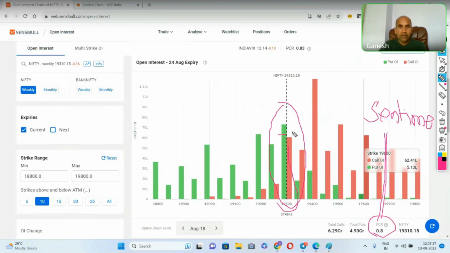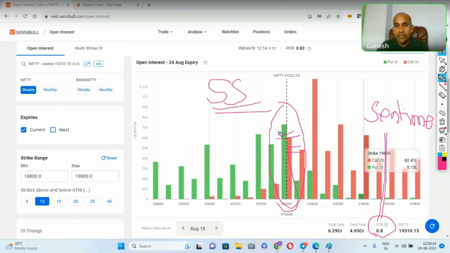See, almost puts sold, calls sold together. If we take only this range, market spot is 19,300. The number of puts sold is higher than the number of calls sold. So what does it mean? The highest participants went for straddle, and for short straddle. This is the trade they have taken.